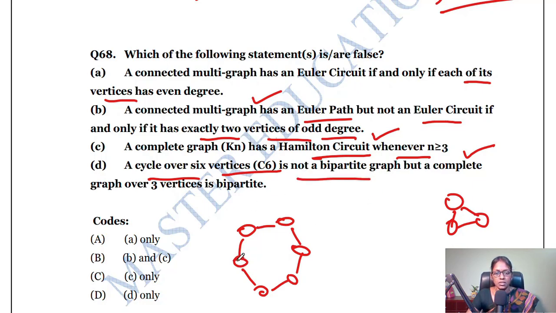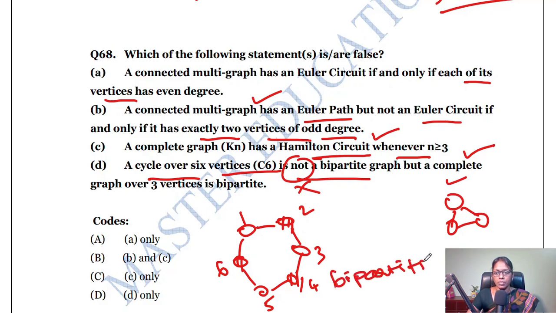We will see. See, here I can shade, here I can shade, and here I can shade. See, 1, 2, 3, 4, 5, 6. So I can bipartite it. 2, 4, 6 is one side, and 1, 3, 5 is another set. So we can bipartite this graph. So this statement is not correct. A cycle over 6 vertices can be a bipartite graph. But yes, a complete graph over 3 vertices is not bipartite. That is correct. But this statement is wrong. A cycle over 6 vertices is able to be bipartite. Right? This is able to be bipartite.